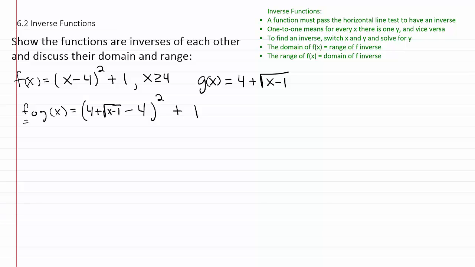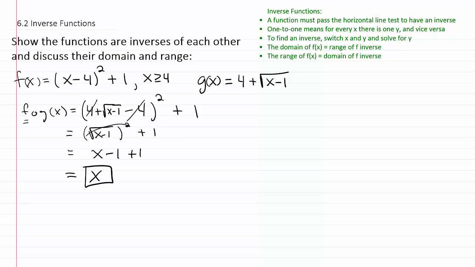Now, if we do that and we simplify, we see that the negative 4 and the positive 4 cancel out, leaving you essentially the square root of x minus 1, quantity squared, plus 1. Of course, if you square a square root, you lose the radical. So we're going to end up having just x minus 1 plus 1. And of course, we get x in that case. That's the first requirement met. F of g of x must be equal to x if the two functions are inverses.